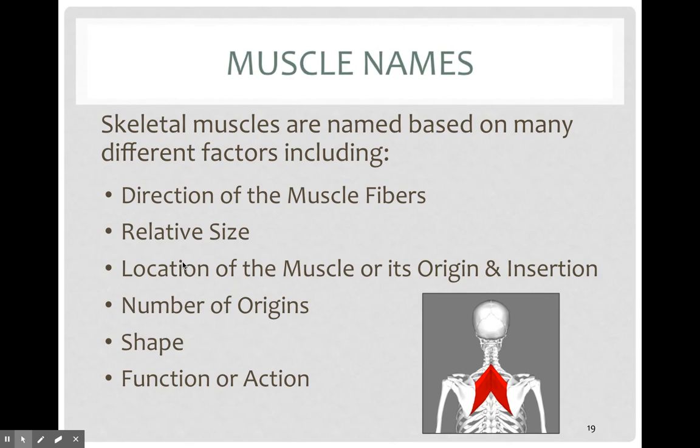Muscle names. So skeletal muscles are named based on a bunch of different factors, and that could be the direction that the muscle fibers are going. It could be the relative size of the muscle. It could be the location of the muscle or its origin, right? So biceps, because it had two origins, it was called the biceps. Okay. It could be the number of origins, like we just said. It could be the shape of the muscle or the function or the action. So the names of muscles depend on how they're oriented, how big they are, where they attach, how many times they attach, their shape, or what they do. So the muscle names vary a lot.